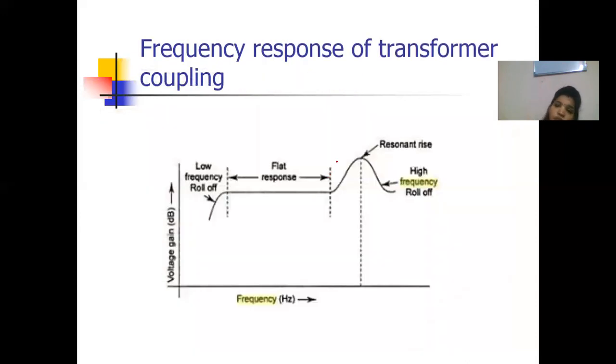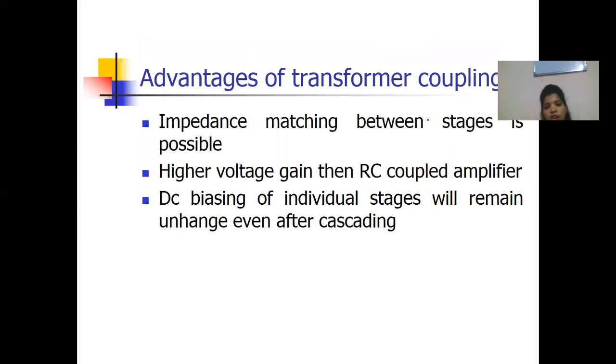When we plot the frequency response of this coupling, what will happen? Up to here it will behave like RC coupling, but at high frequency there will be a peak. It will suddenly increase and decrease. That is what we call resonant rise. Now the advantages: since we are using a transformer, impedance matching is possible.